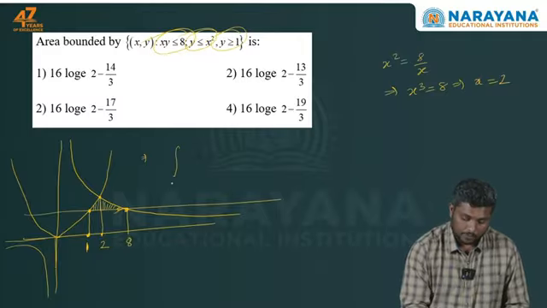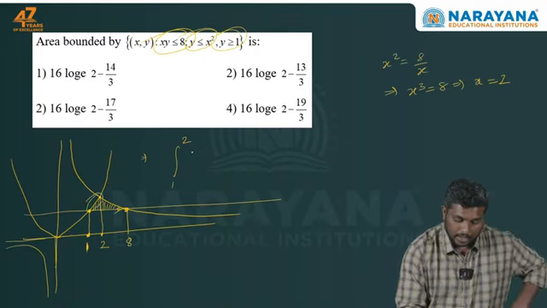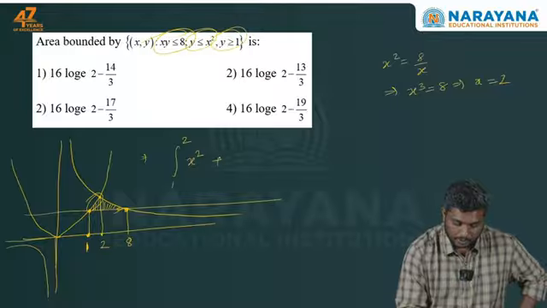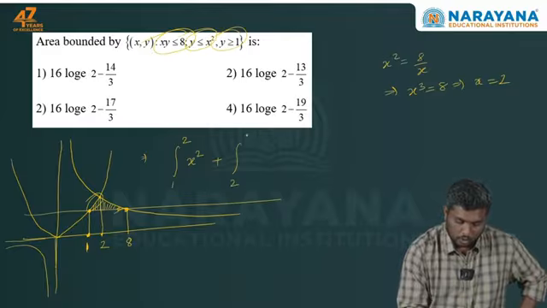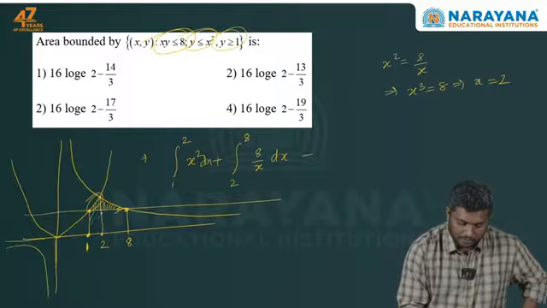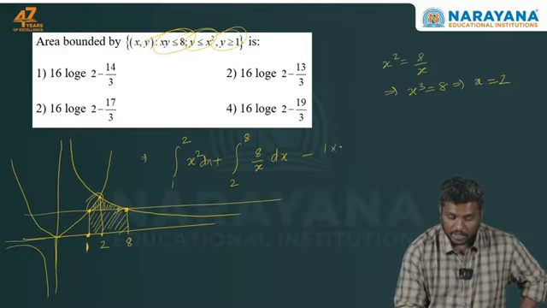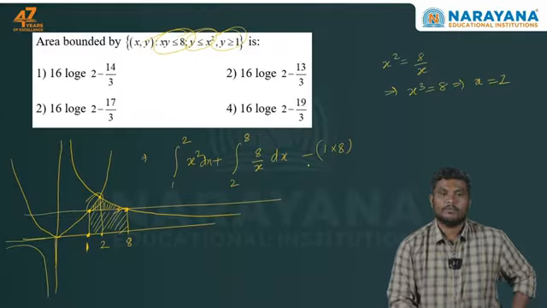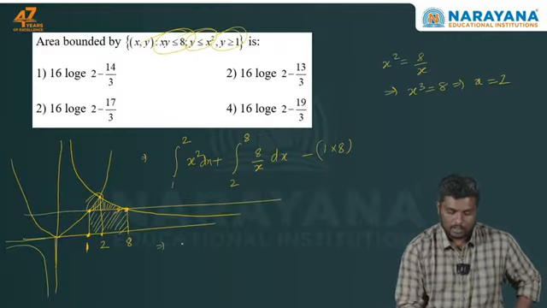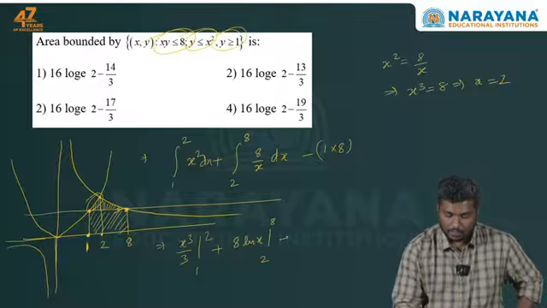So integration from 1 to 2, you need to integrate this curve, which is x square, plus integration from 2 to 8, you need to integrate 8 by x dx, and minus the area of this rectangle. The area of the rectangle will be 1 into 8, length into breadth, and that is the basic unit to solve this question. And this will be x cube by 3, limits from 1 to 2, plus 8 log x to the base e from 2 to 8, minus 8.